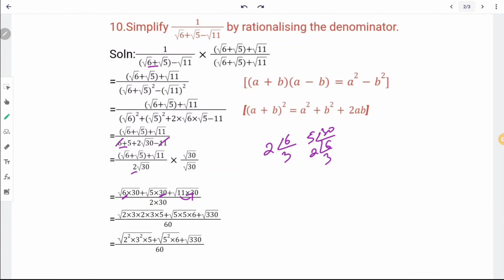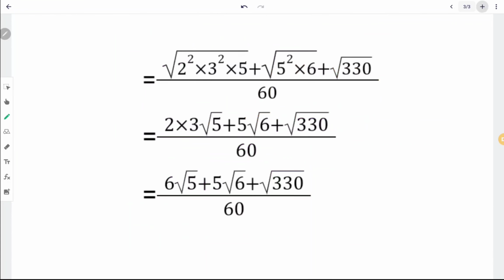Now you can see we have pairs here: 2, 2, and then 3 and 3. So I'm writing it down in terms of squares. Same thing here, 5 square is here. Let's go to the next step. We already know these are pairs, and even this is a pair, which means they can come out. From the first, 2 and 3 will come out, and from the second, this 5 will come out. They're coming outside. Now let's multiply 2 and 3, we're going to get 6, then 5, and this is our answer.